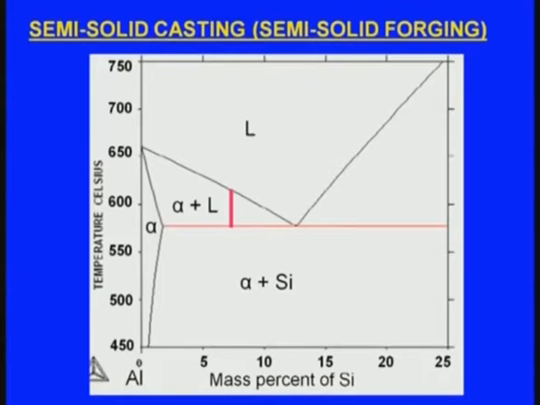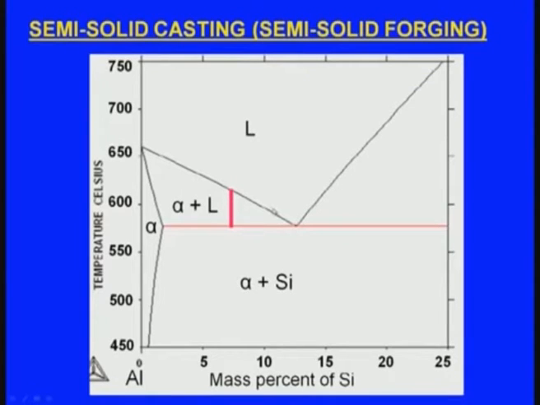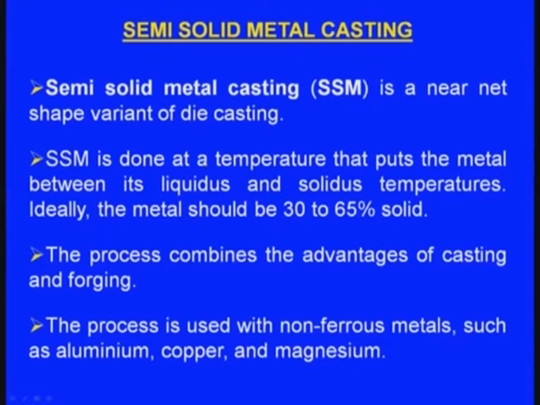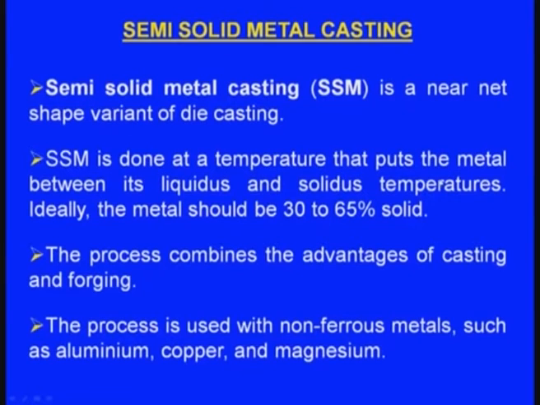Now, let us see the semi solid casting. The most interesting feature of the semi solid casting is that the shaping is carried out between liquidus temperature and the solidus temperature. This is the liquidus temperature and this is the solidus temperature. Now, what are the features of semi solid metal casting? Semi solid metal casting is a near net shape variant of the die casting process. It is done at a temperature that puts the metal between its liquidus and solidus temperatures. Ideally, the metal should be 30 to 65% solid, means it is not totally solid, it is not totally liquid.